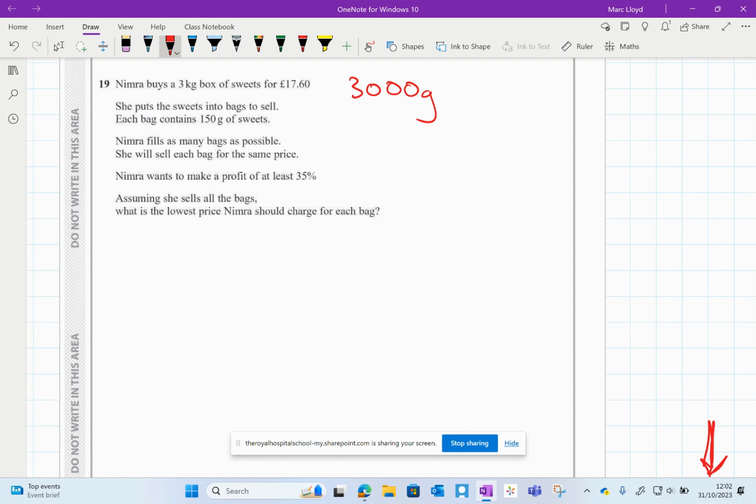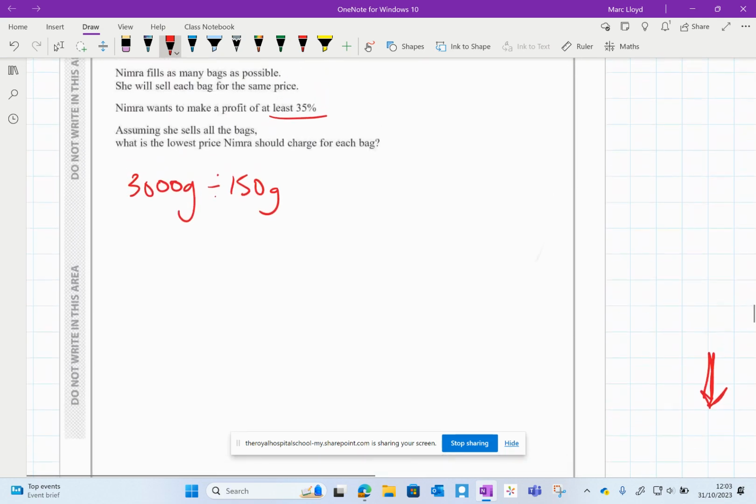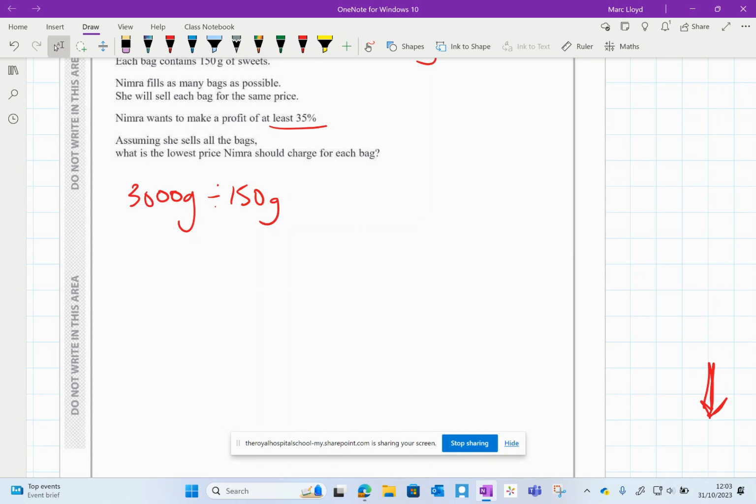Nimra fills as many bags as possible. She'll sell each bag for the same price. She wants to make at least 35%, assuming she sells all the bags. What's the lowest price? Okay. There's so much maths to do without you actually being told what to do. So I want to know how many bags, first of all. So that's what I'm going to work out. So 3,000. I bet this is 5 marks. It is as well. All right, I think that's going to be about 20 bags, isn't it? Yeah, it's 20 bags.